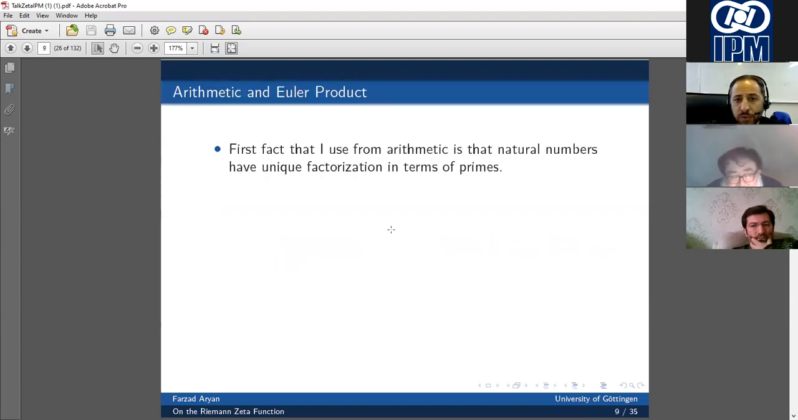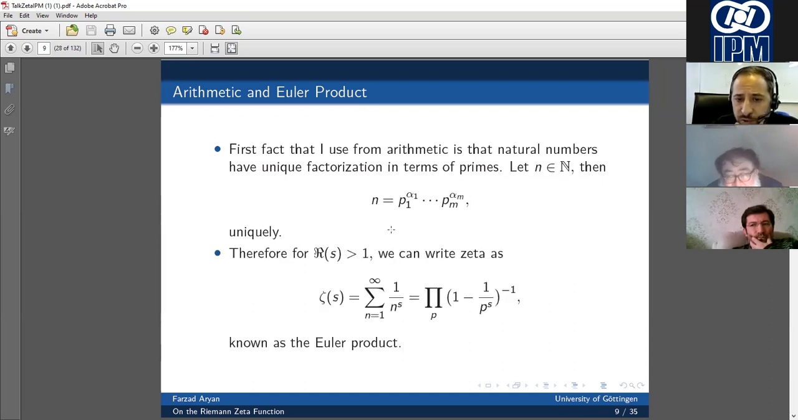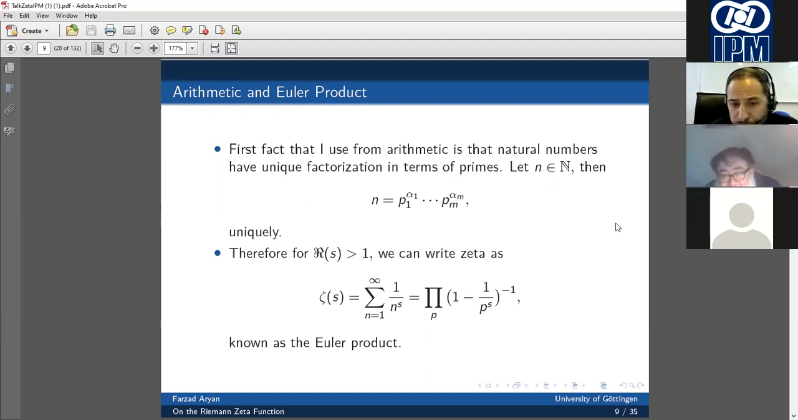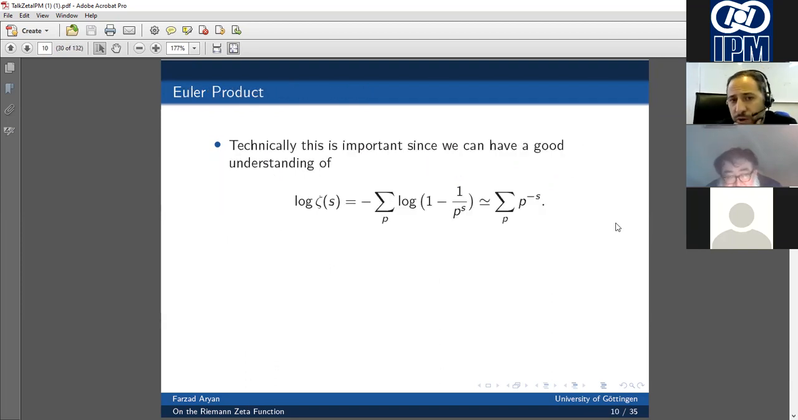One fact that I'm using from arithmetic is that integers have unique factorizations. And I already mentioned that zeros of the Riemann zeta function are very important. Basically, one application is the distribution of prime numbers. Because integers have unique factorization, we can write an Euler product for the zeta function, this product here. This basically means if I take the log, and the log is a very good tool to look at the zeros of functions, I will have a nice series expansion for the log.